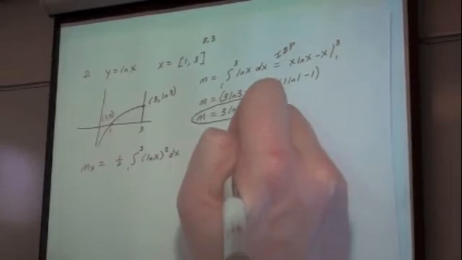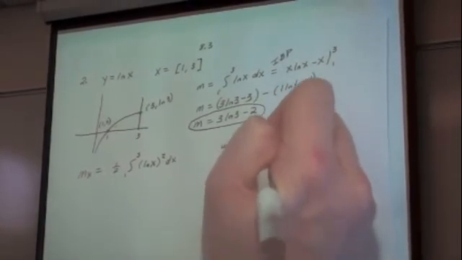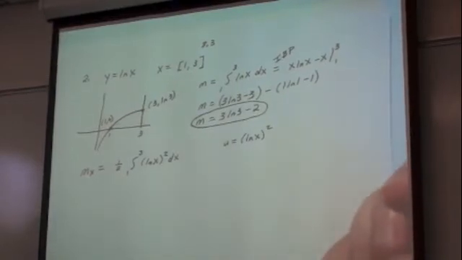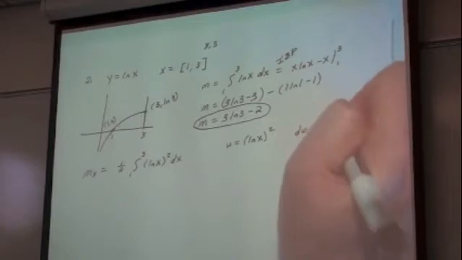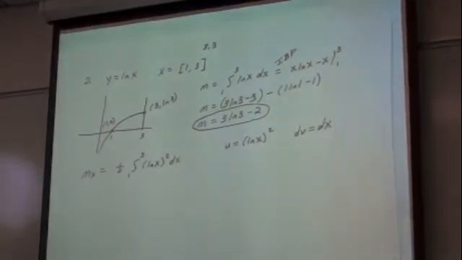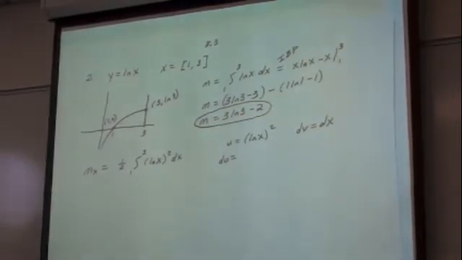I'm going to say, let's let u equal the natural log of x quantity squared. Then dv is everything else, which is just dx. There's nothing else in there. So be careful when you take the derivative of u. You must use the chain rule.